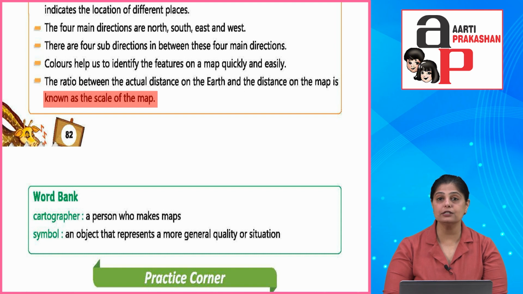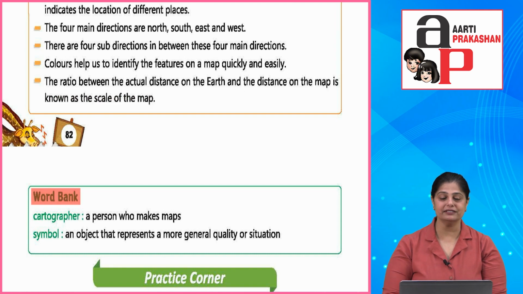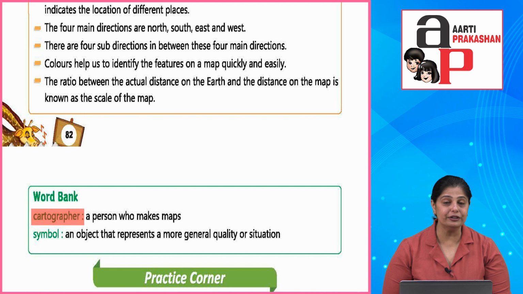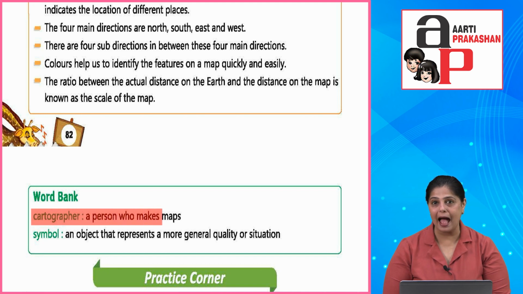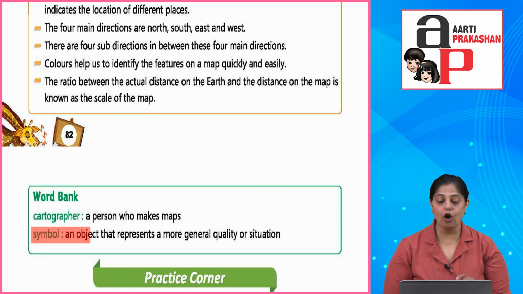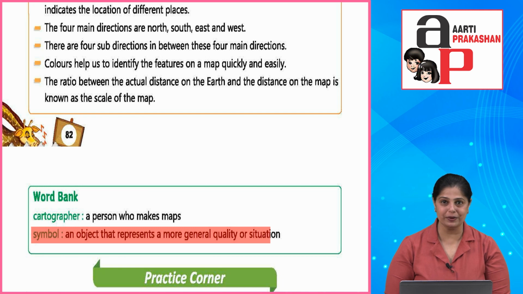Alright, now children, let's look at the new words that we have learned. First is the cartographer. You remember what is a cartographer? A person who makes maps. And symbol is an object that represents a more general quality or situation.